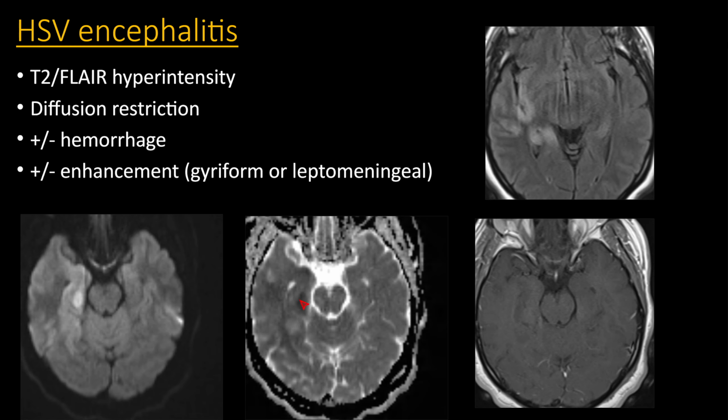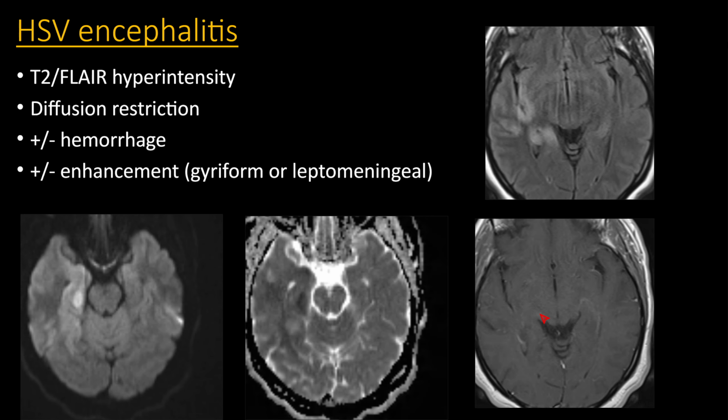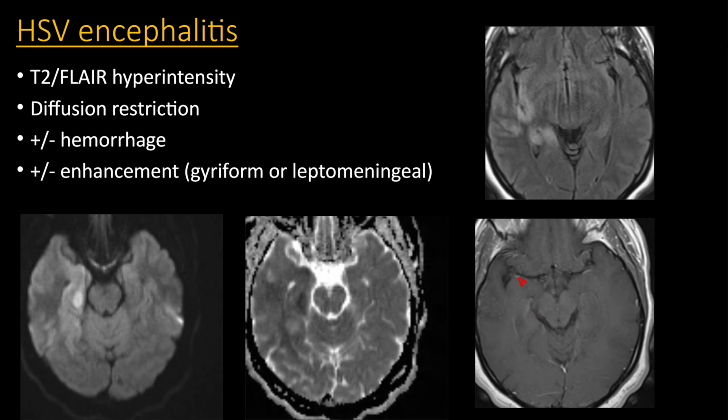Here you can see that medial temporal lobe involvement. There's high DWI signal and restricted diffusion on ADC. And there tends to be sometimes hemorrhage. This particular case didn't have it, but hemorrhage, if you see it, is pretty suggestive of HSV encephalitis. And then enhancement can also be there. It could be either gyriform or leptomeningeal. This particular case doesn't have much in the way of true enhancement, but you can see that enhancement is something seen in HSV encephalitis as well.